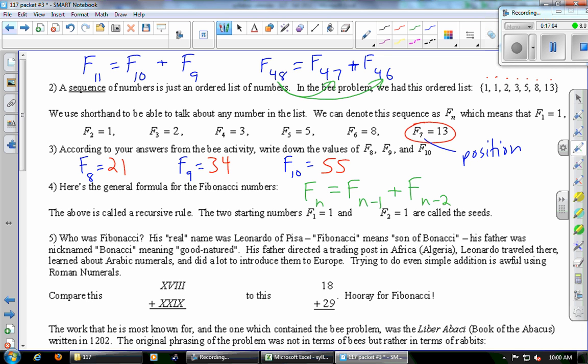I promised you guys it was a big leap, and I stand by that. F11, everybody knows, is just F10 plus F9. But then we're abstracting it, making it more general. If you want to find any old n number, the number in the nth slot, you look at the two previous, and that's how we write it. Haley: Does it change the meaning? No, it doesn't change the meaning. You could put the n minus 1 in parentheses.